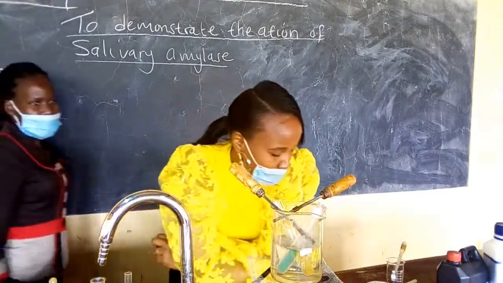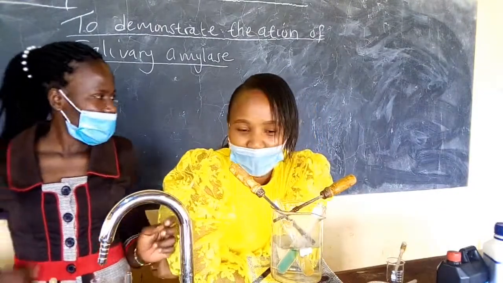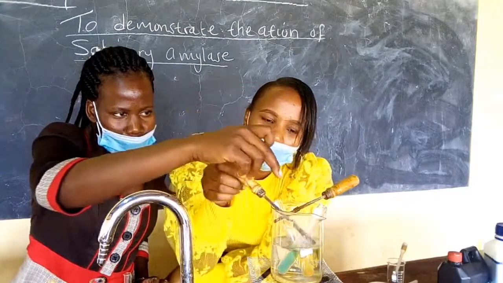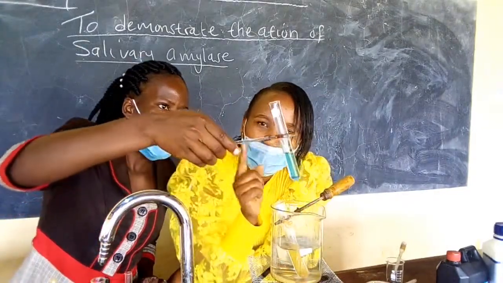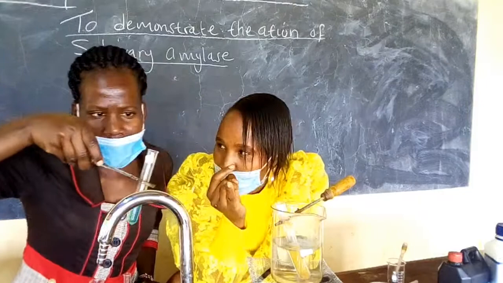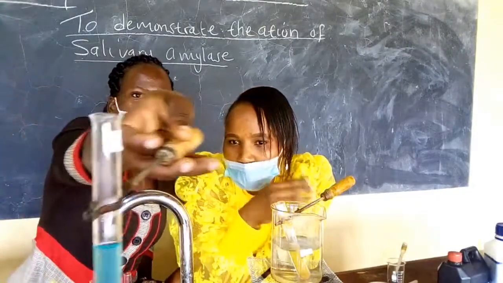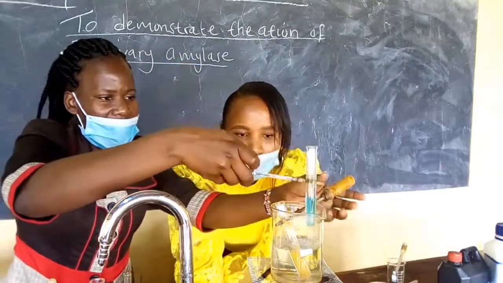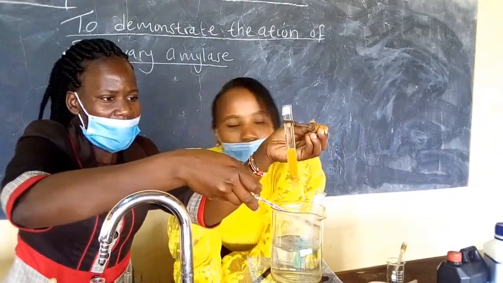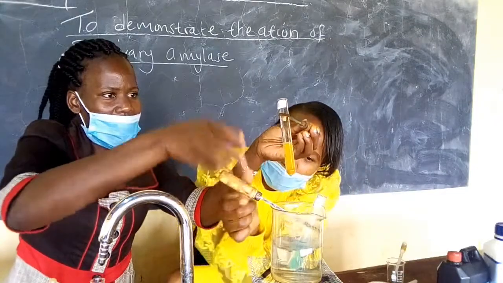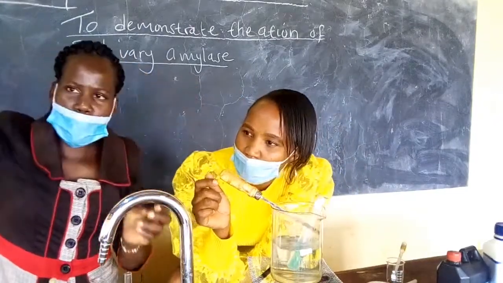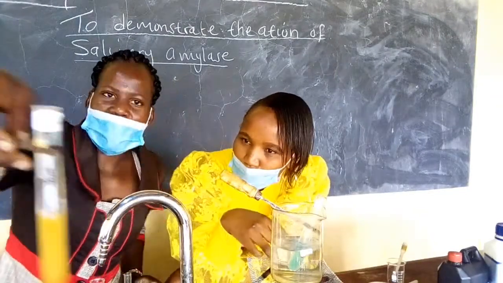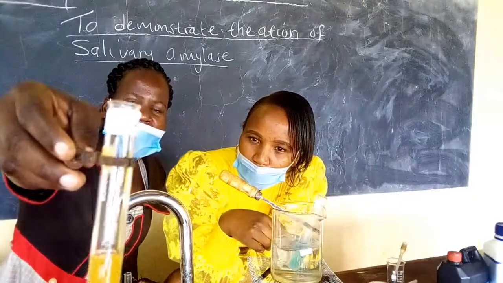What can you say, Mora? I can see the blue color of Benedict solution in this test tube containing starch and distilled water. It still remains. The blue remains. And the other one, it's changing. We are now almost to yellow. This one contains saliva and the starch.